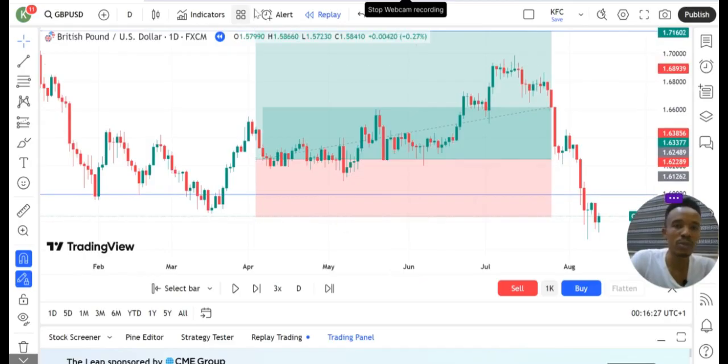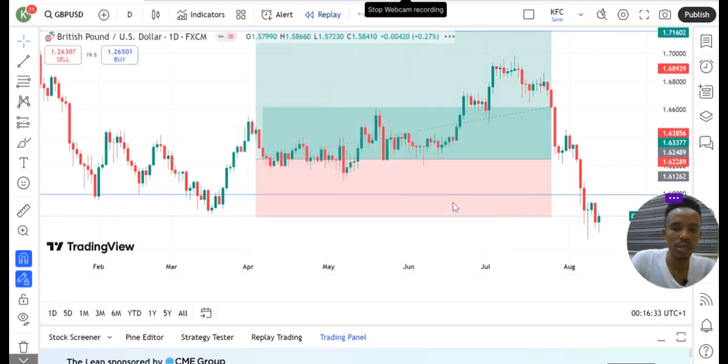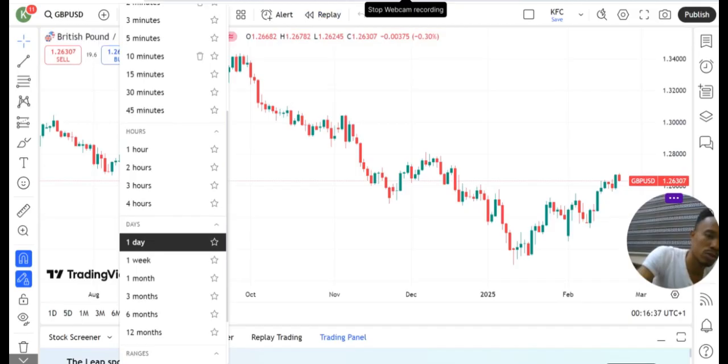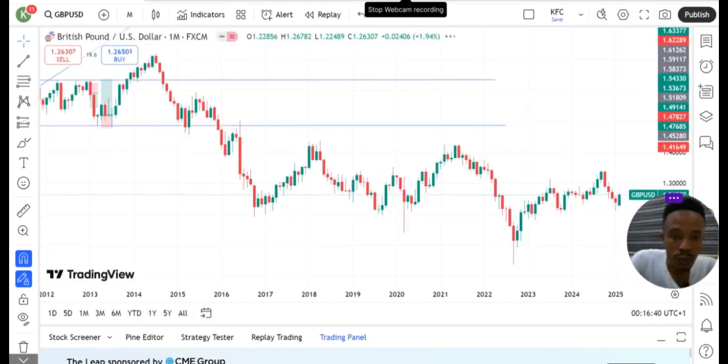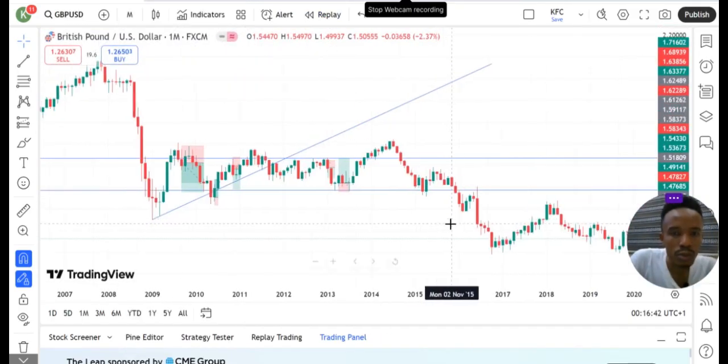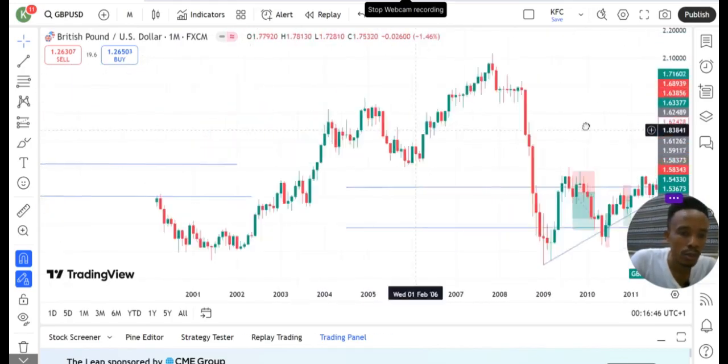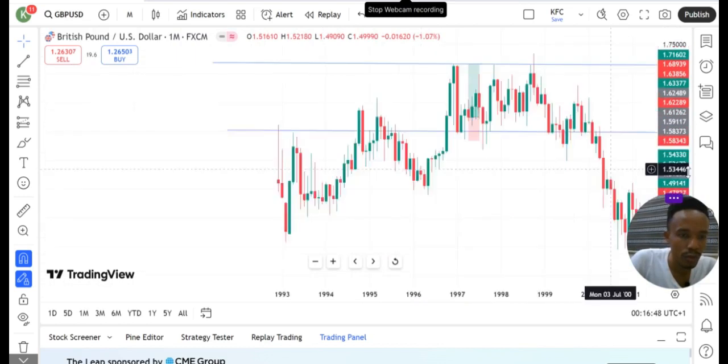Okay, so let's do another one. We must get one that will go straight to take profits. So we're going to remove the replay, go back to 1 month, right? 1 month. Let's look for another candle. We must get one that will go straight to take profit.